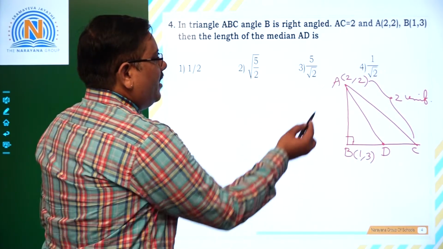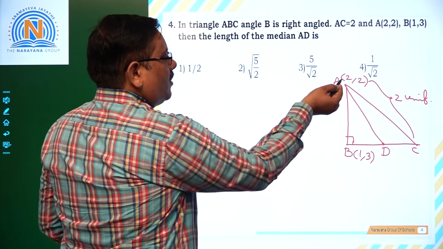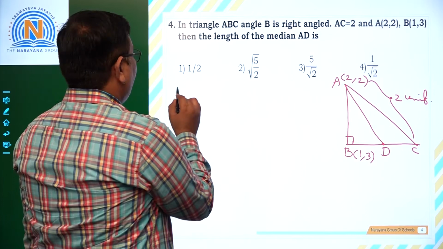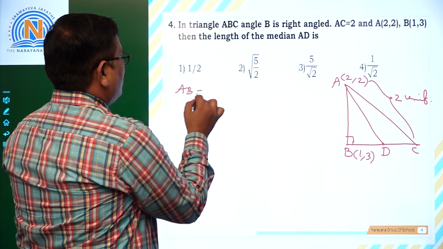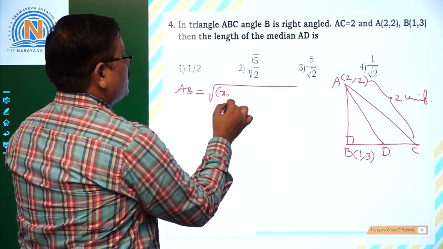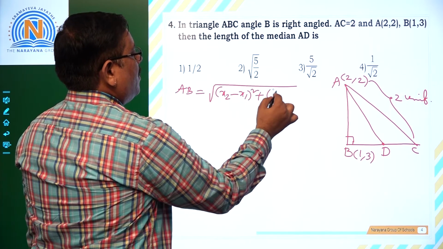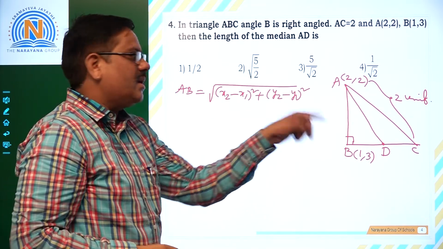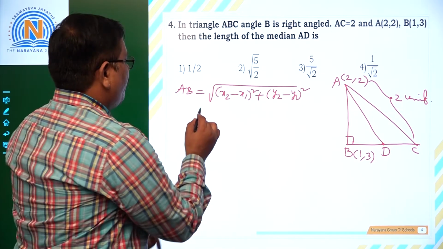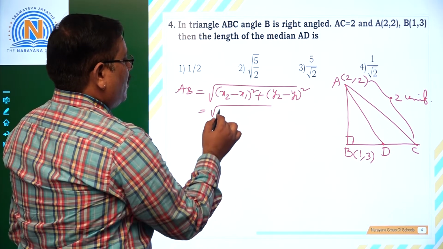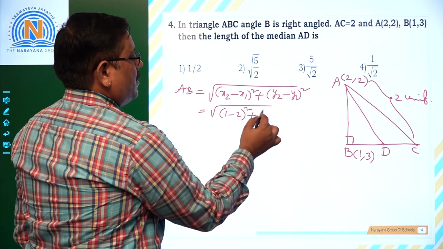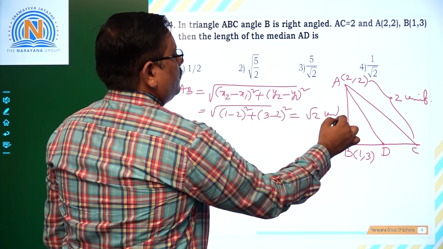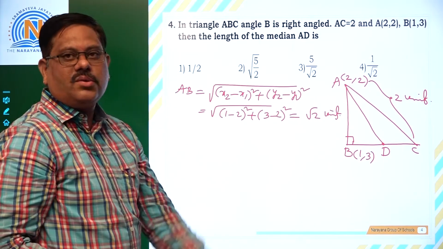How to do it? Using the coordinates of A and B, we can find the length of AB. AB is equal to the square root of (x2 minus x1) whole squared plus (y2 minus y1) whole squared, because the distance between the two points is the length of side AB. So that is (1 minus 2) squared plus (3 minus 2) squared, which is root 2 units. So the length of AB is root 2 units.